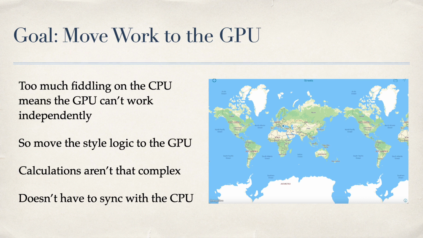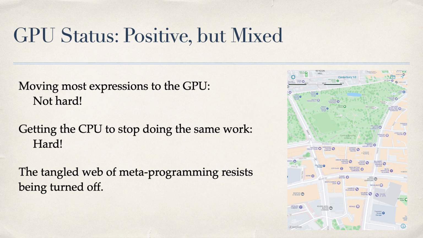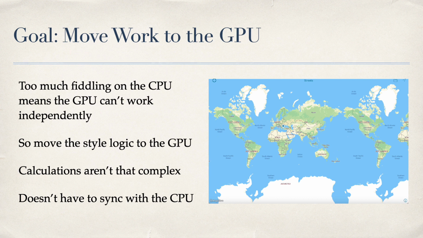So that's what we wanted to move to the GPU. And as you can imagine, it's pretty simple logic. Most of the expressions are pretty straightforward. GPUs can handle even fairly complex expressions. It's more just a matter of what data they're depending on. So anything that's zoom level dependent should work pretty well.